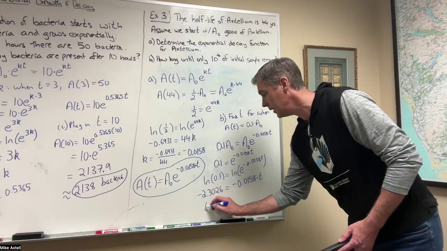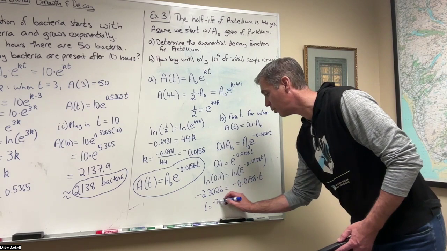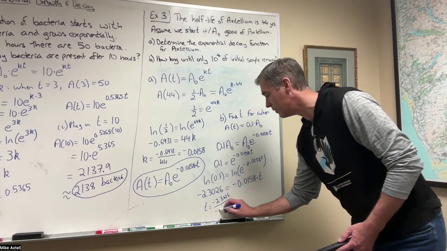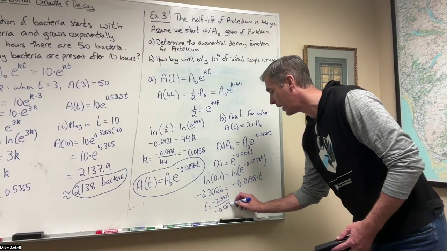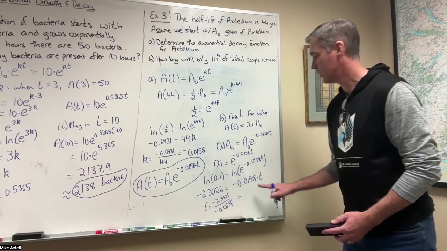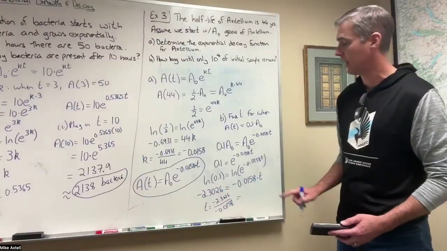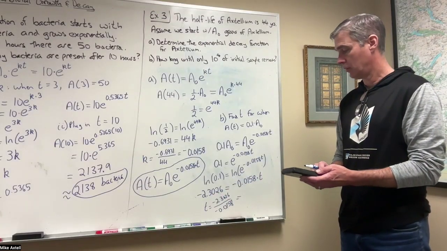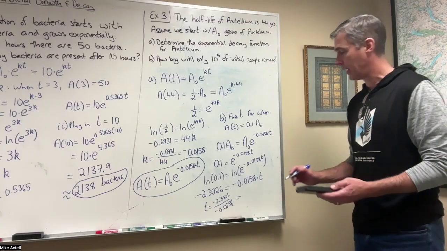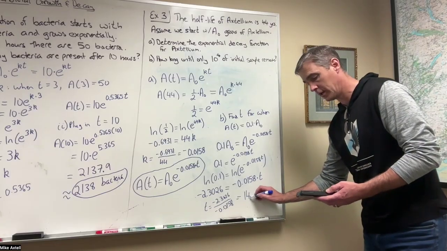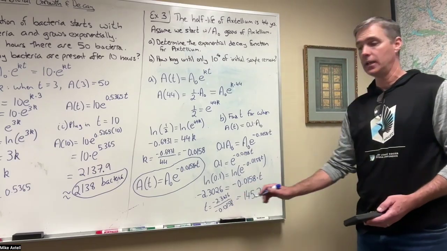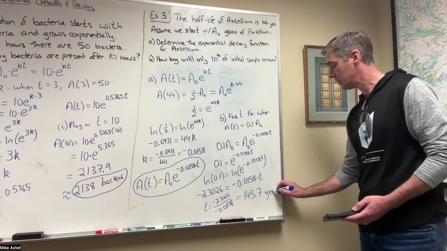So then I'm going to divide the negative 0.0158 to the other side. So t would equal the negative 2.3026 divided by the negative 0.0158. So I divided that negative 0.0158 underneath the 2.3, and I get, plus or minus some rounding errors, 145.7. This is for t, so this is years.